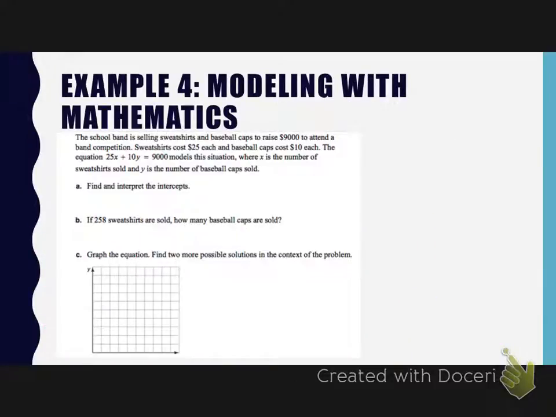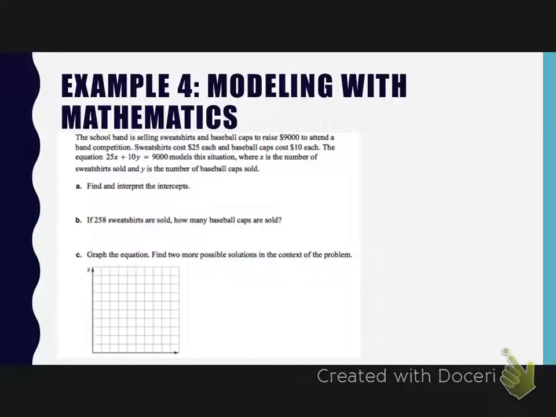The school band is selling sweatshirts and baseball caps to raise $9,000 to attend a band competition. Sweatshirts cost $25 each and baseball caps cost $10 each. The equation 25x plus 10y equals 9,000 models this situation, where x is the number of sweatshirts sold and y is the number of baseball caps sold. Find the intercepts.